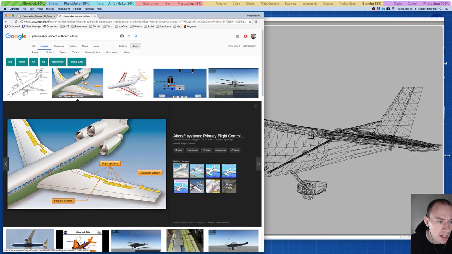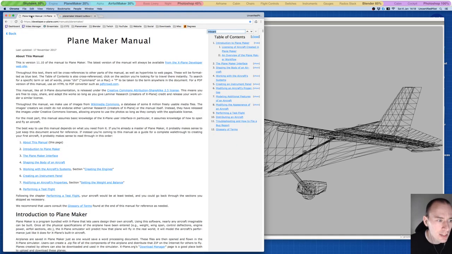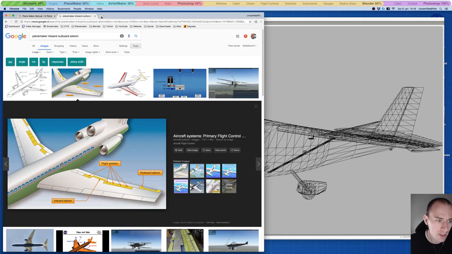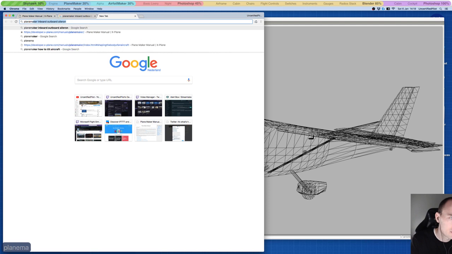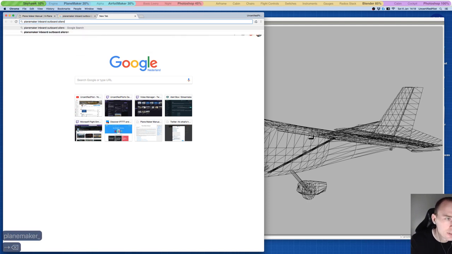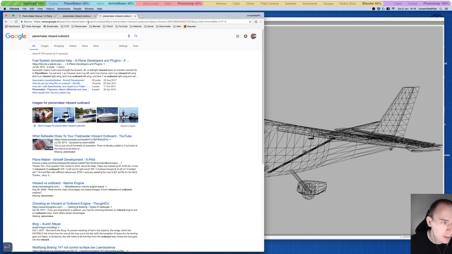Yes, so I know what outboard and inboard means, but I do like to see it in reference to PlaneMaker, actually. So let's search once more. PlaneMaker, inboard, outboard, aileron, inboard, outboards.